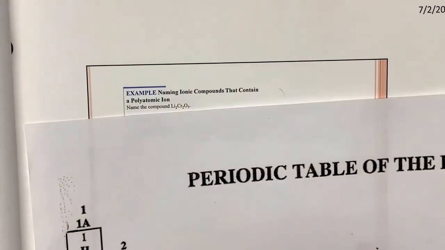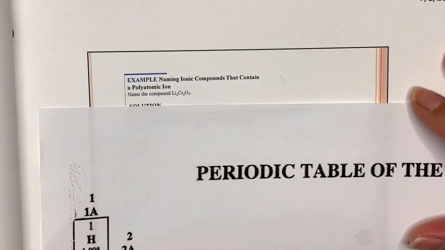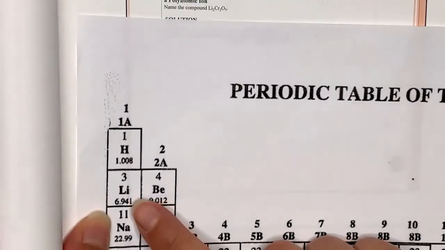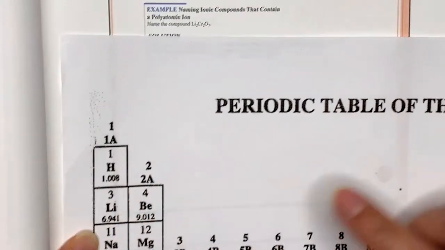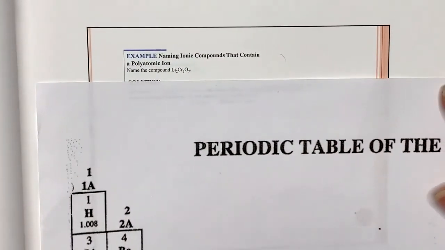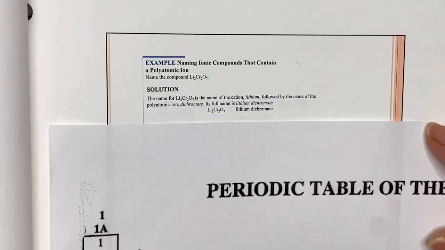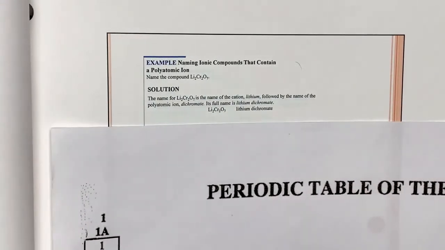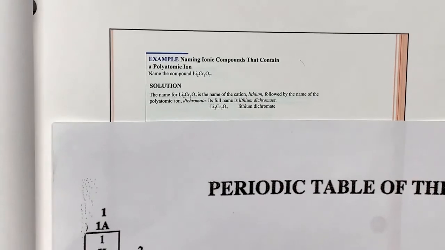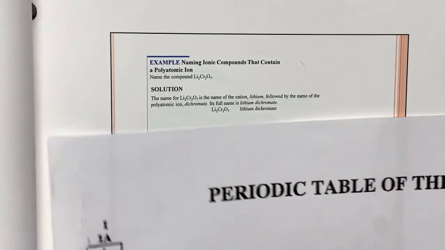Right here. So Li2Cr2O7, Li is group 1 right here, so it doesn't change. I don't need a Roman numeral, so it's simply lithium dichromate, okay? Right there. So you do have to memorize your polyatomic ions. If you don't, you get into, I guess, a big pickle.